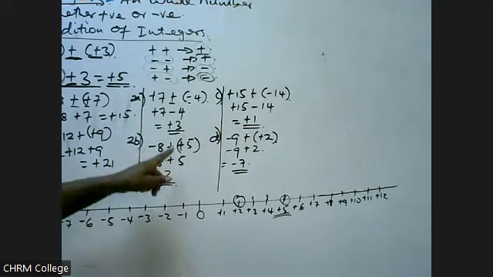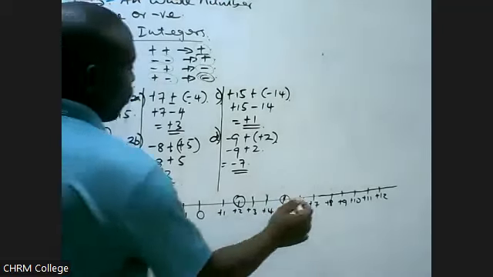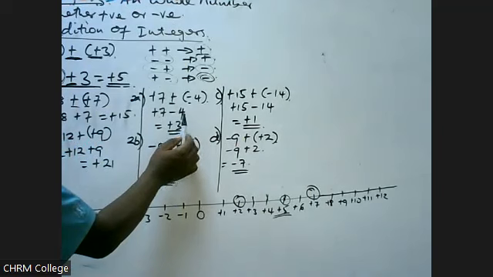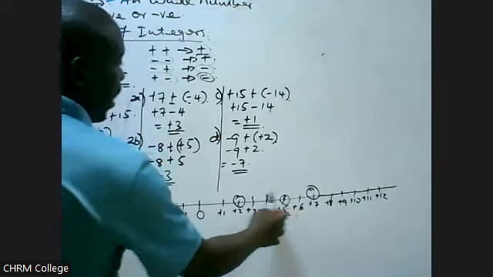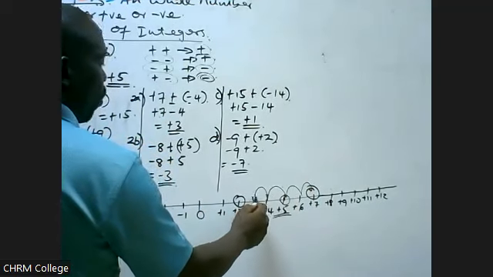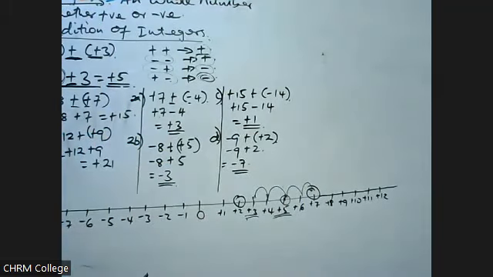What about this? You have positive 7 minus 4. You go to where you have your positive 7, the first integer. Then we shall move 4 steps. But these 4 steps from positive 7, we move towards the negative. Remember, the negatives are to the left. So you move 4 steps, 1, 2, 3, 4 to the left. You find that you are landing at positive 3. So when it is negative, you move to the left. When it is positive, you move to the right.